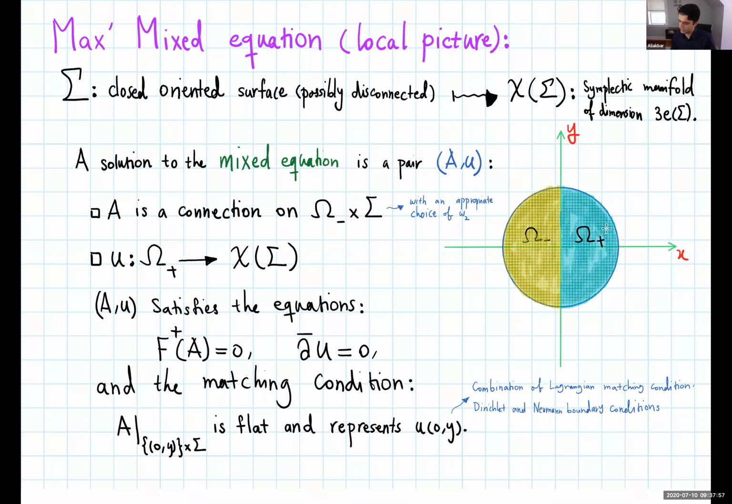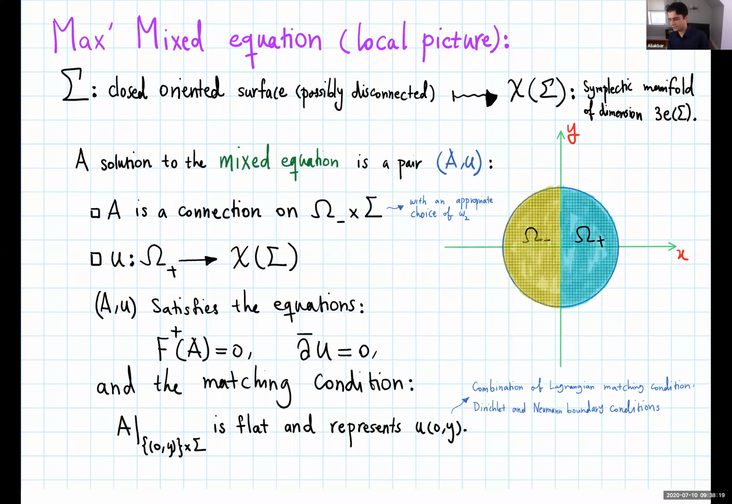And the main reason that the analysis works here is because this condition on the boundary is a combination of a Lagrangian matching condition, a Dirichlet, and a Neumann boundary condition. So that's, at its core, why this is a good analytical definition.